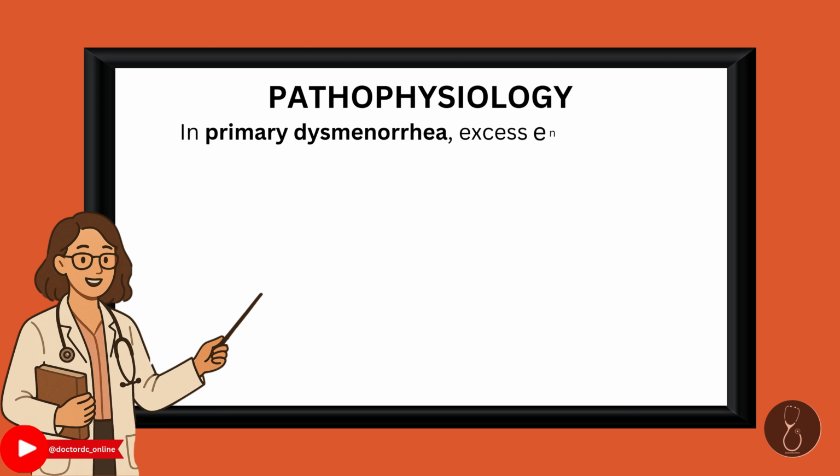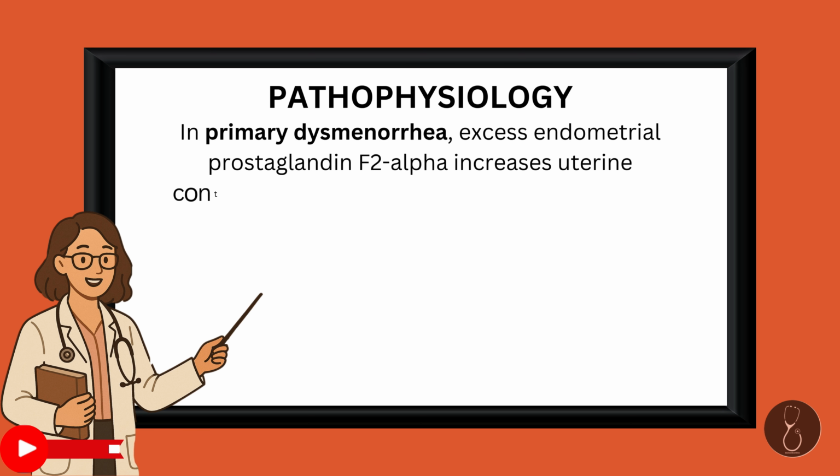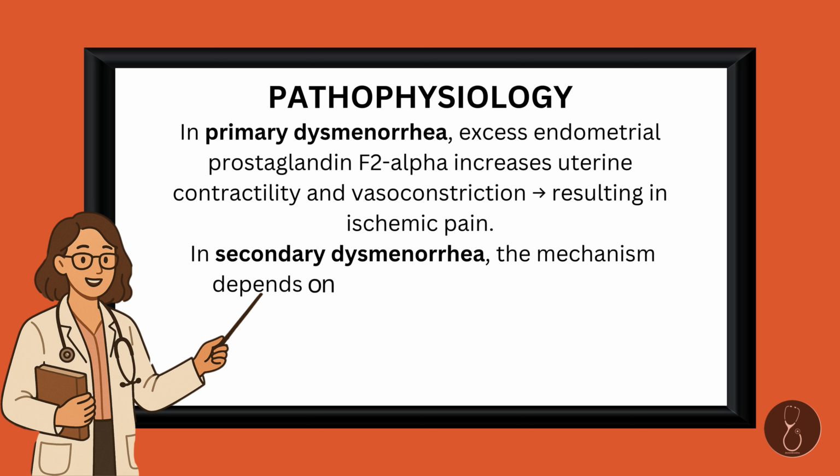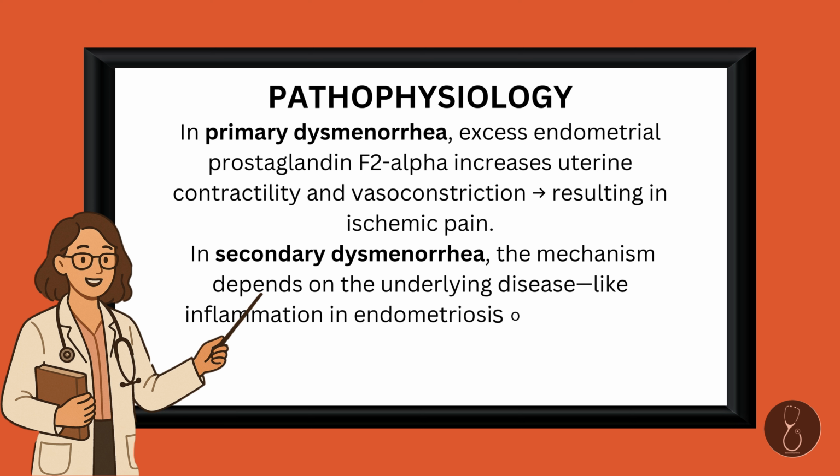Pathology. In primary dysmenorrhea, excess endometrial prostaglandin F2 alpha increases uterine contractility and vasoconstriction, resulting in ischemic pain. In secondary dysmenorrhea, the mechanism depends on the underlying disease, like inflammation in endometriosis or mechanical distortion in fibroids.